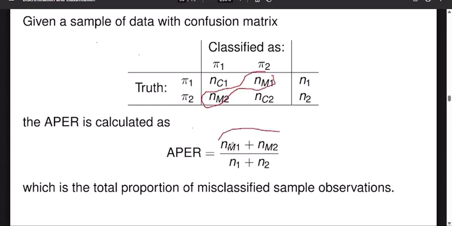Then I'm adding them up, right, divided by the totality. Can you see that? Which is going to give you what I call the total proportion of misclassified sample observations. And don't forget, our intention is to minimize that kind of error. We want to minimize it.